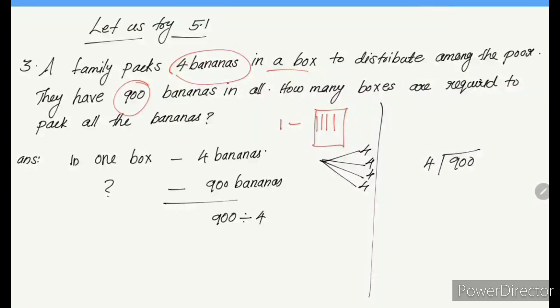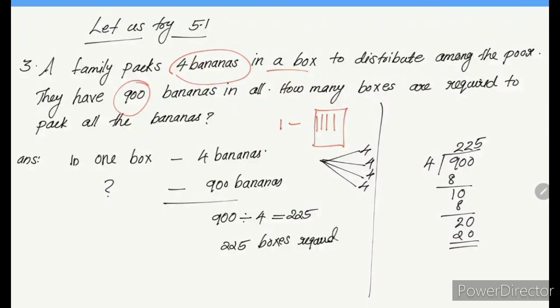How many 4s in 9? 2. 2 into 4, 8. And 1, 10. In 10 again 2 times. That is 8. Then 2. Here 20. And 5 times 4, 20. So how many boxes? 225. We can write 225 boxes required. Okay, this is the answer.